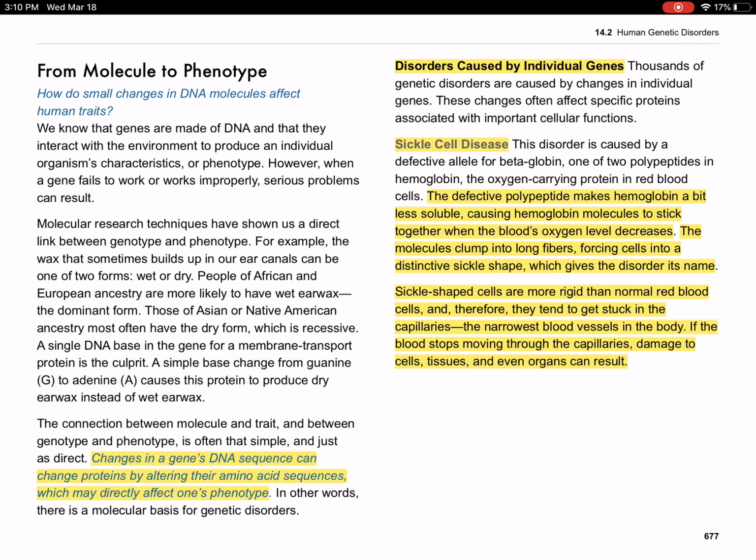You can see the highlights. So if you would like to highlight also, the highlights are there for you. I don't know how you highlight it, but mine are there.